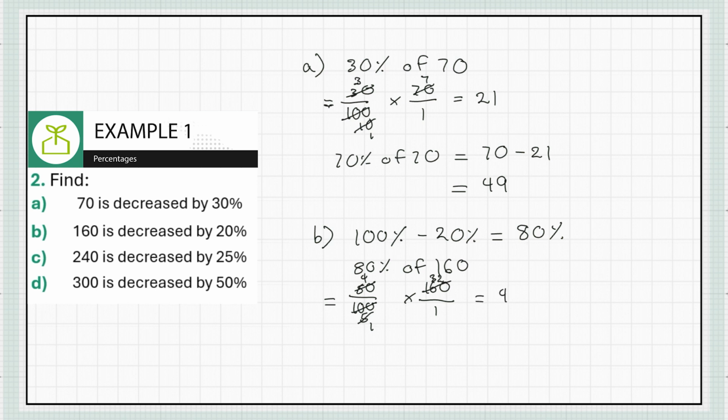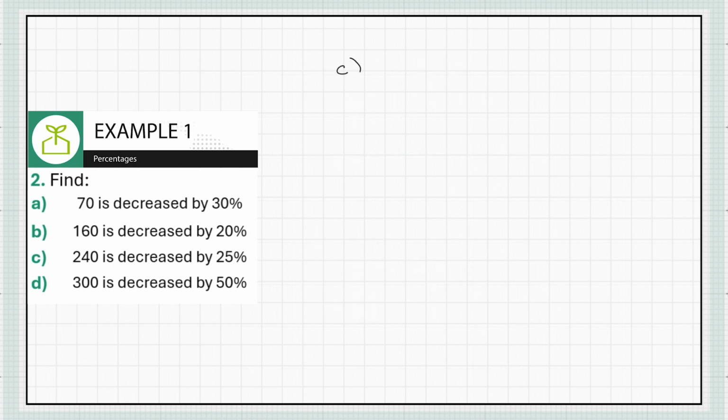So this equals 4 times 32. And 4 times 30 is just going to be 120, and 4 times 2 is going to be 8. So your answer is going to be 128. Alright, let's look at C. So for C, we have 240 is decreased by 25%. Right, so we know it's going down. The easiest way to do this would obviously be the second way, but let's just do 25% of 240.